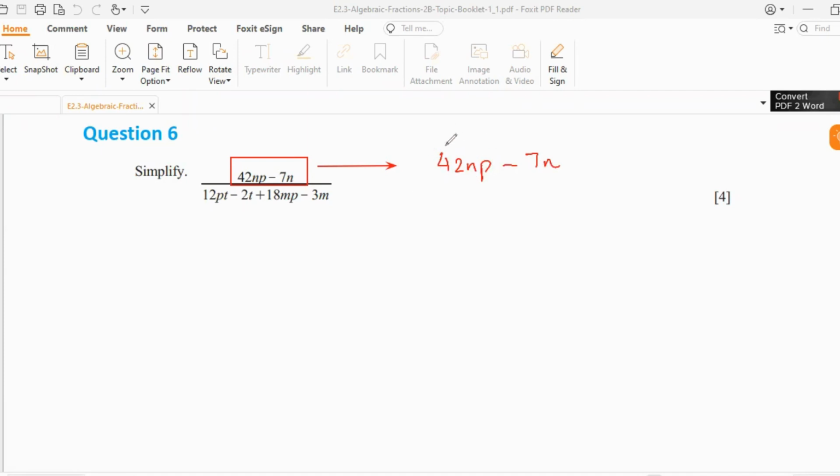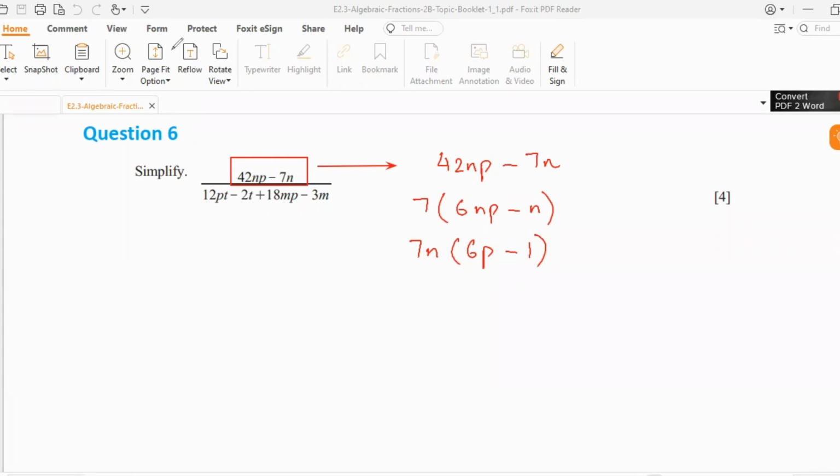Now we know that 42 and 7 both come in the 7 times table. So we can take that common first. And once again, we take the smaller number first. So 7 comes outside. And inside we have 6n p minus n. Now if we look closely, we still have a common term, which is the variable n. So we take n common with 7 outside, and inside the brackets we're left with 6p minus 1. So this is the simplified version of the numerator.